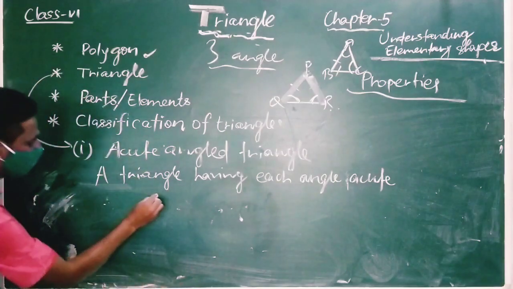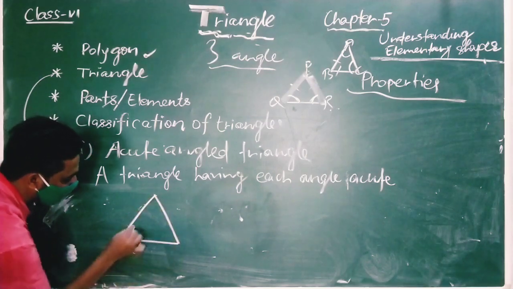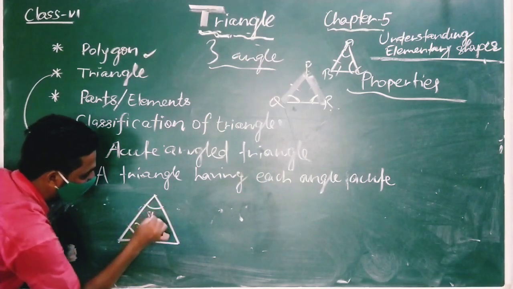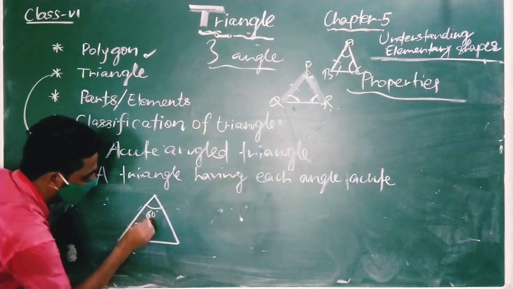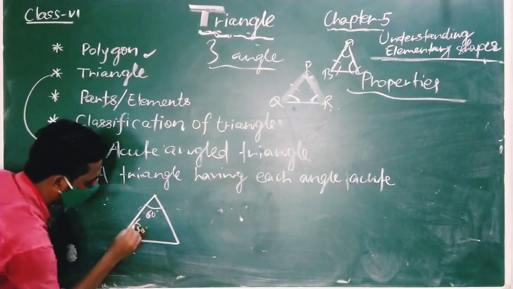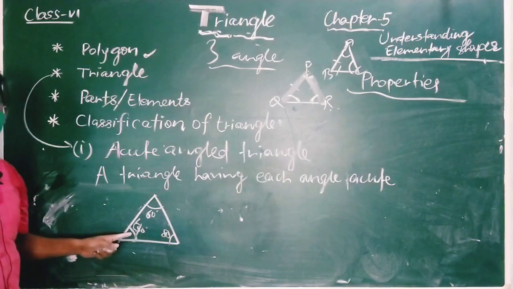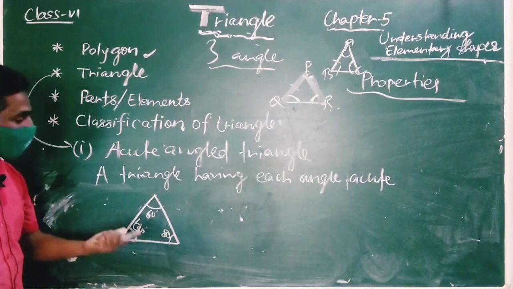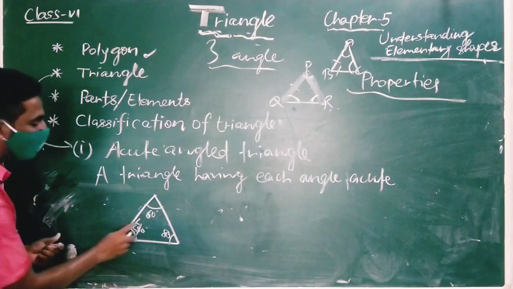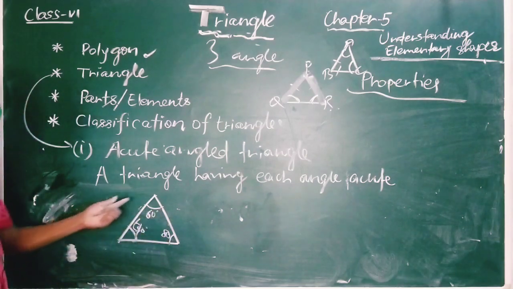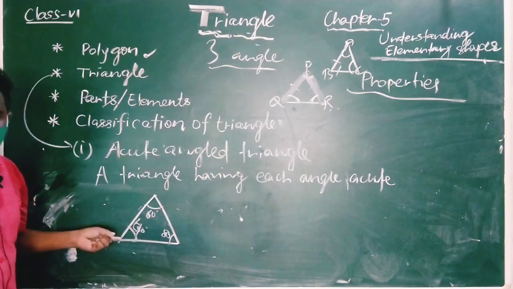So suppose any triangle has angle measures 30 degree, 50 degree and 60, or 60, 40, and this 80 you take. You see, 40 degree is what? Acute angle. 80 degree is what? Acute angle. 60 degree is what? Acute angle. Each angle is acute here. So that is why it is called an acute angled triangle.